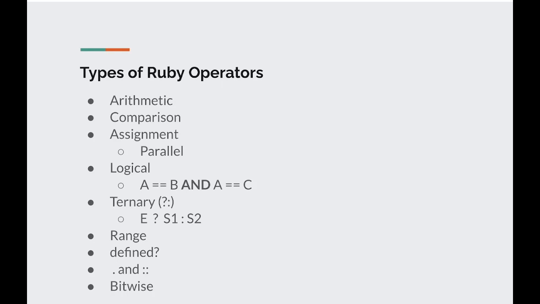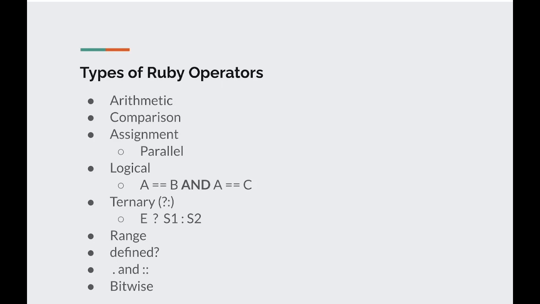The next type is bitwise operators. Bitwise operators work directly on binary representation. So for example, if we have a number and we want to perform some operations directly on the binary representation of this number, then we use bitwise operators.